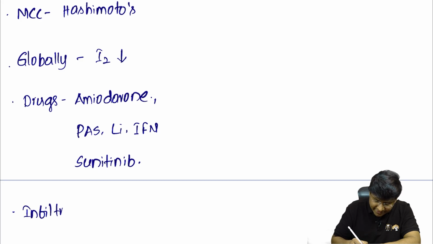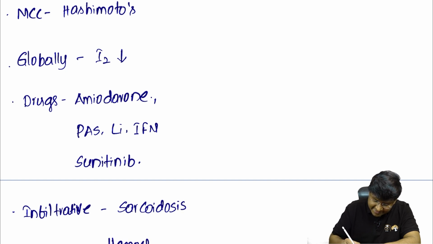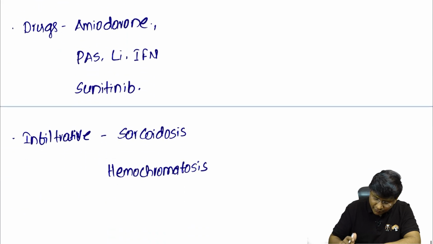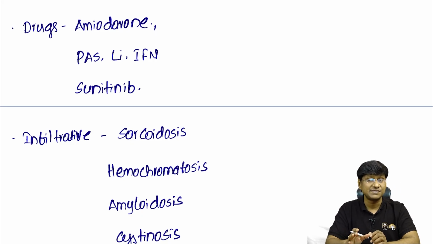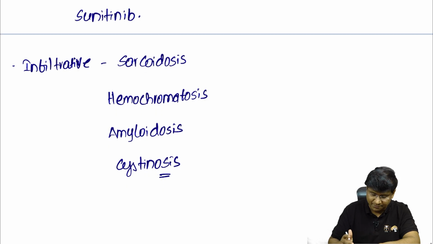cause hypothyroidism, which includes sarcoidosis, where there is accumulation of non-caseating granuloma within the thyroid follicular cell. Next, hemochromatosis, where there is accumulation of excess iron within the follicular cell. Then amyloidosis, where there is excessive accumulation of abnormal protein within the thyroid follicular cell. And you have an abnormality of cysteine metabolism, that is cystinosis, where there is excessive cysteine accumulation within the follicular cell causing hypothyroidism.